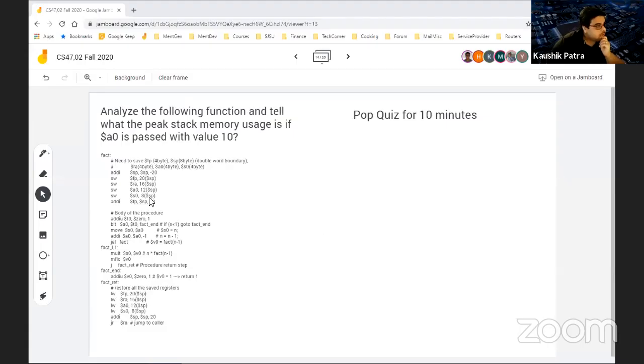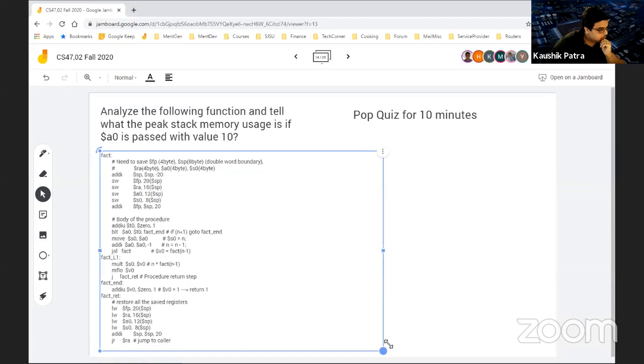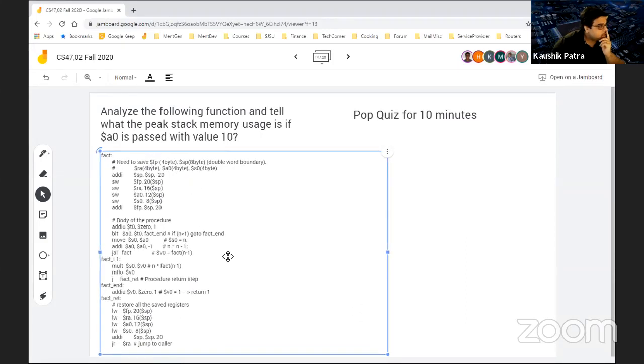Now let me share this other part, the whiteboard. I have a problem for you to think about. Let's say I have a function. It's a factorial function, like this, written. I think it's the same function or maybe written a little bit differently. Nonetheless, it doesn't matter.